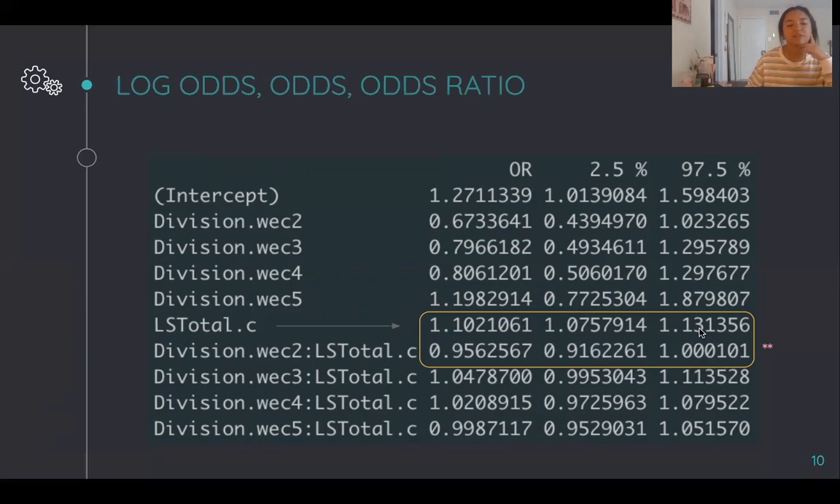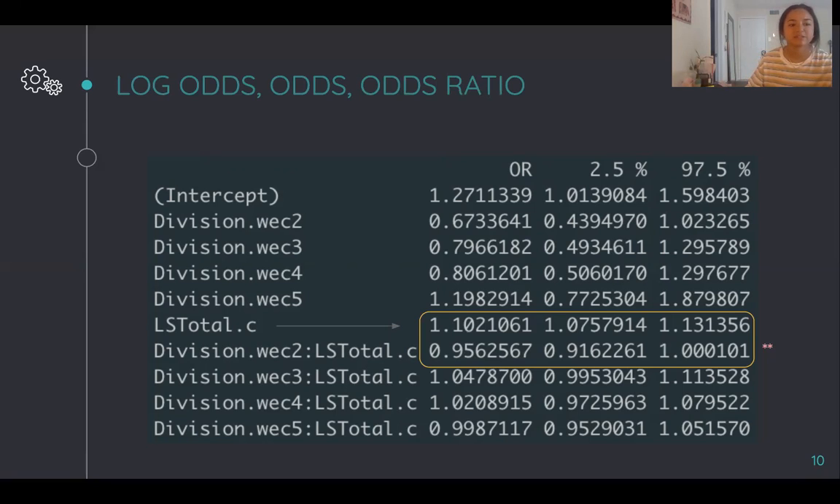So the average effect of LS score on odds of being in the playoffs, at its mean of the reference group, is significant, and the average effect of the LS total score increases the odds of being in the playoffs by a factor of 1.10, which pretty much means that the odds of being in the playoffs are increased by 10% for a unit increase in LS total score.